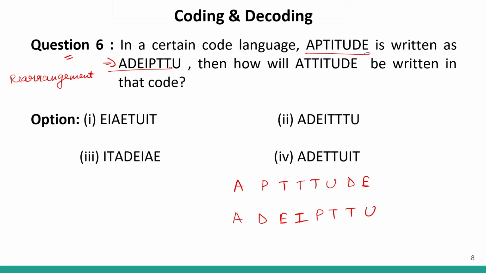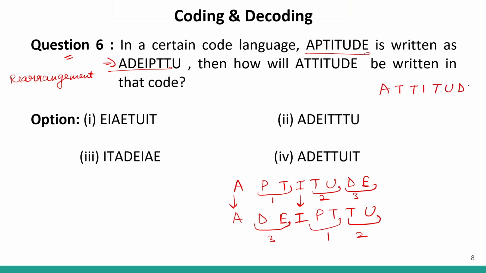So now I can see basically the position of I has not changed. The position of A has not changed, and rest each and every position has changed. So this is a pair, this is a pair, this is a pair. So let me number them 1, 2, 3. So the third pair has come here, the first pair has come here, and the second pair has come here. Correct? This is how they have been arranged. So let us do the same thing for attitude.